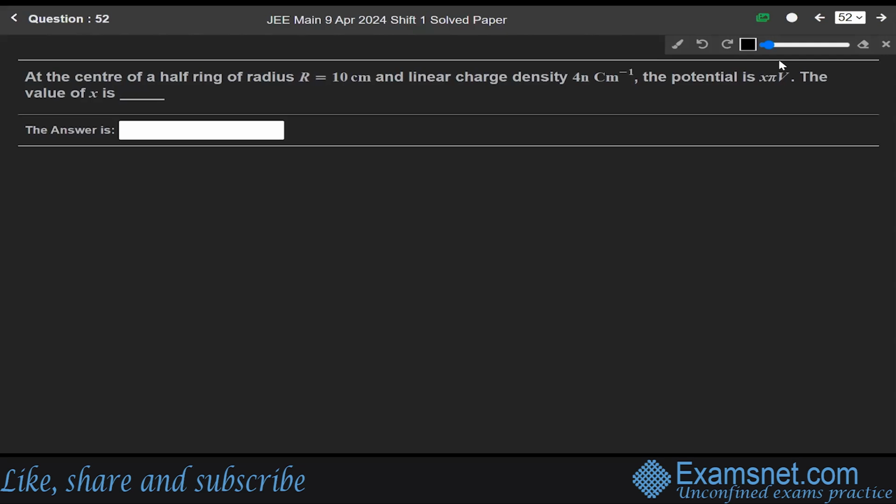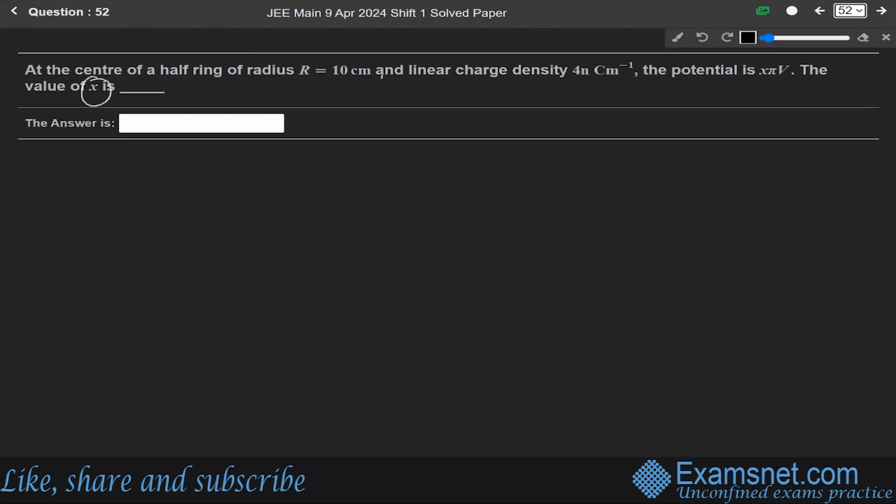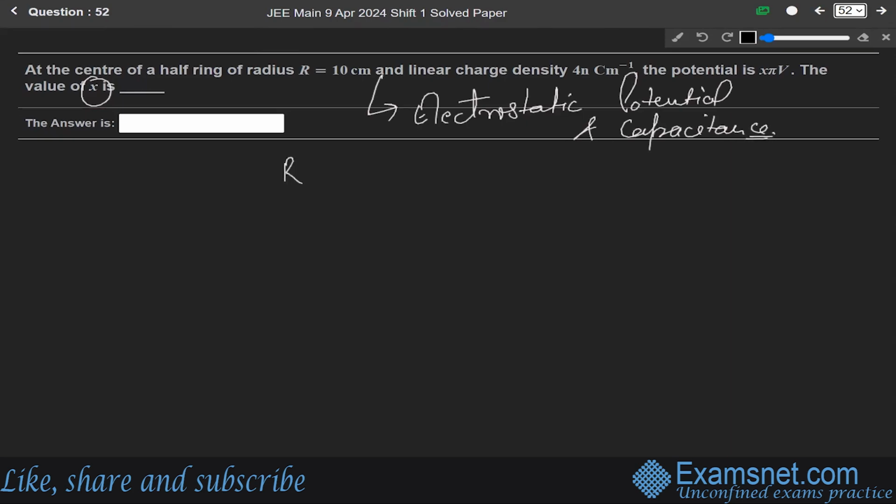The question number 52 says that at the center of a half ring of radius r equals to 10 centimeter and linear charge density 4 nanocoulomb per meter, the potential is x pi volt. So we have to find the value of x. Okay, so this question is from the chapter of electrostatic potential and capacitance. So in this question, we are given a half ring, and its radius is given as 10 centimeter and linear charge density.